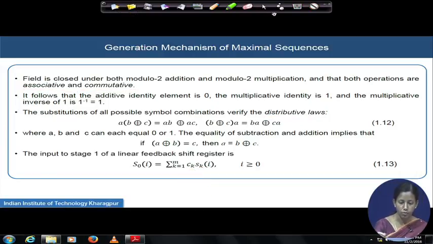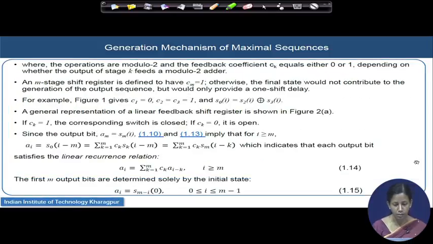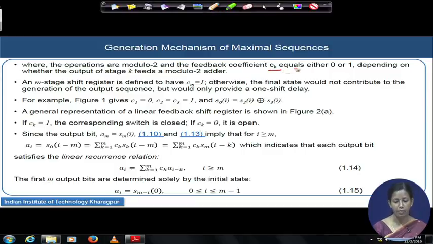Once we have understood this fundamental concept, let us go into a little more detail. As I have already mentioned, the value of Ck is a contribution to the feedback. We call it a feedback coefficient. Its value may be either 0 or 1, depending upon whether that particular stage is contributing or not. Remember, by default, for the last stage the feedback coefficient is always kept 1.